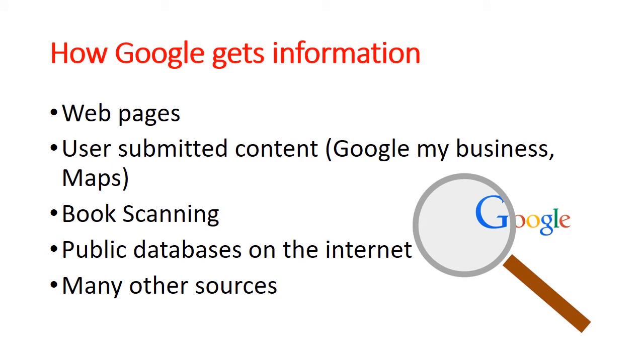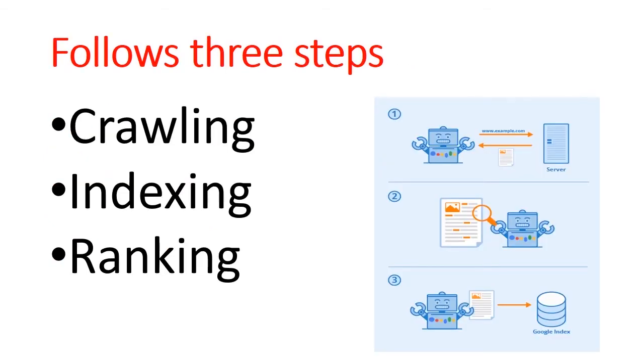Google acquires details from many types of sources such as web pages, user submitted content such as My Business and Maps, book scanning, public databases on the internet, and many other sources. But here I will explain how Google search works on web pages. Google follows three steps to produce results from web pages. They are crawling, indexing, and ranking. Okay, I will explain one by one.